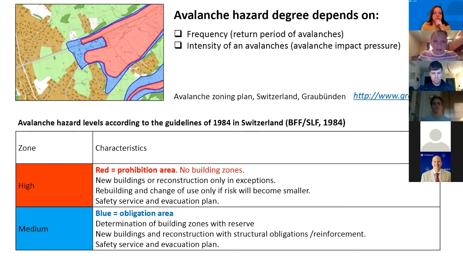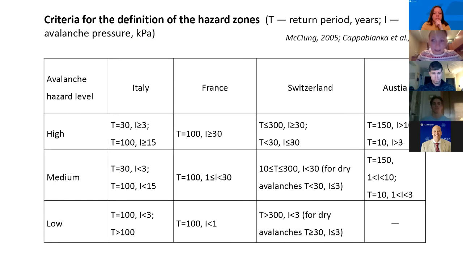prohibited, and the blue zone with the medium avalanche hazard, where special measures, avalanche protection measures, should be applied. And in this case, it's possible to construct new buildings. And in different countries, these criteria for the definition of hazard zones are different. And most of the time, they were based on the historical experience and historical local features of mountain territories use.